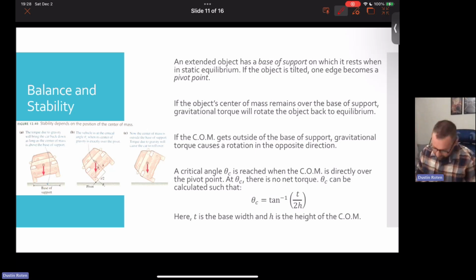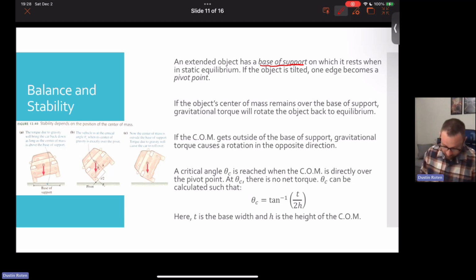So the last thing to think about as far as new material is just the idea of balance and stability. If we have any extended object that's sitting on the floor, maybe a box or something, it has a base of support on which it rests in static equilibrium.